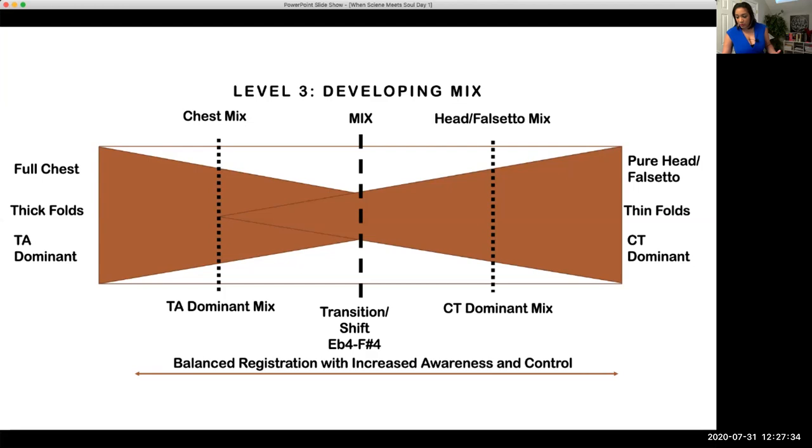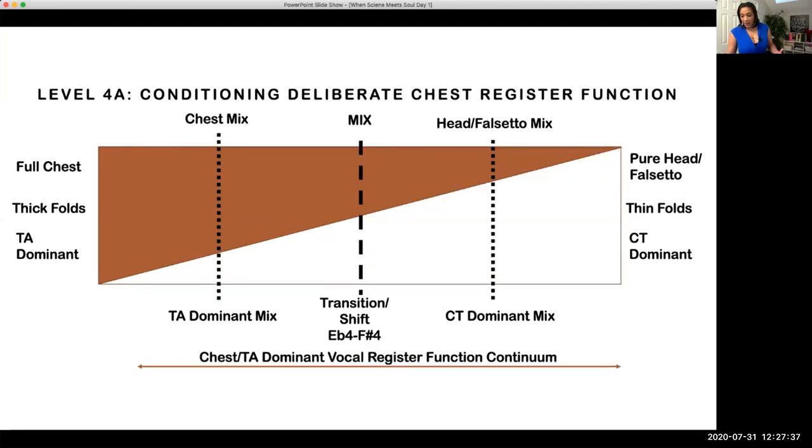Well, I want to think about another level, which I don't hear talked about a lot, which is, what if registration was based upon your emotional need at that moment versus pitch? Okay? What if the sound quality that I'm looking for, I want to go up past where it should, quote unquote, go up?